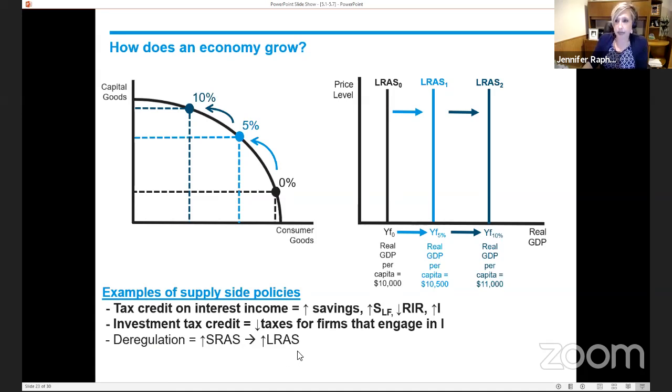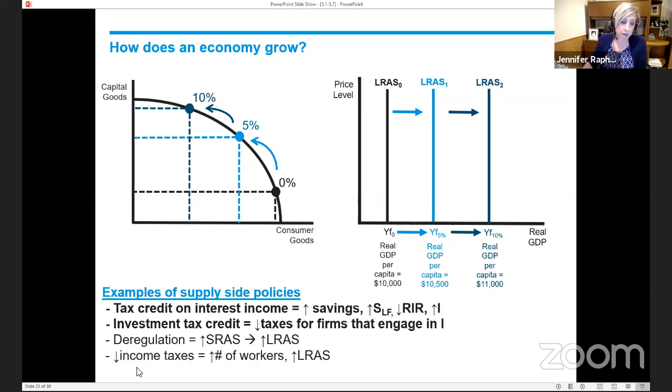Deregulation is another supply side policy. It's not changing the combination of consumer goods and capital goods we're producing, but it does make it cheaper and easier for firms to produce. And if those increases in short run aggregate supply become permanent, then long run aggregate supply is going to increase as well because fewer of our resources are devoted towards complying with regulations. Whether or not that is a good or a bad thing for the economy is a subject for another time.